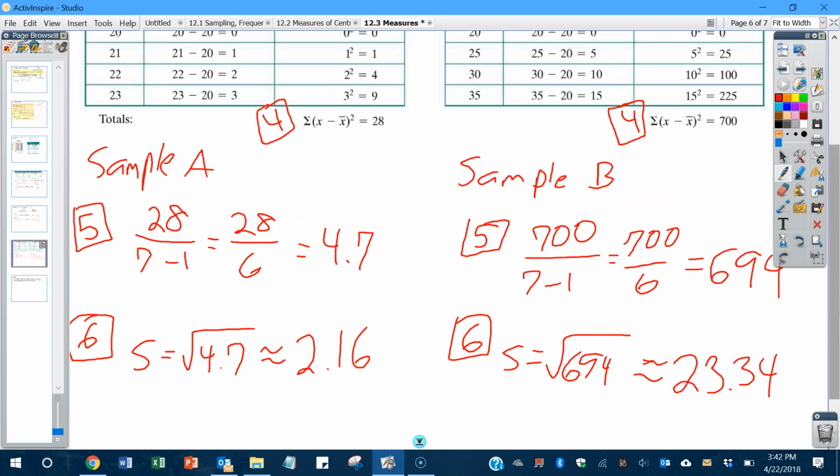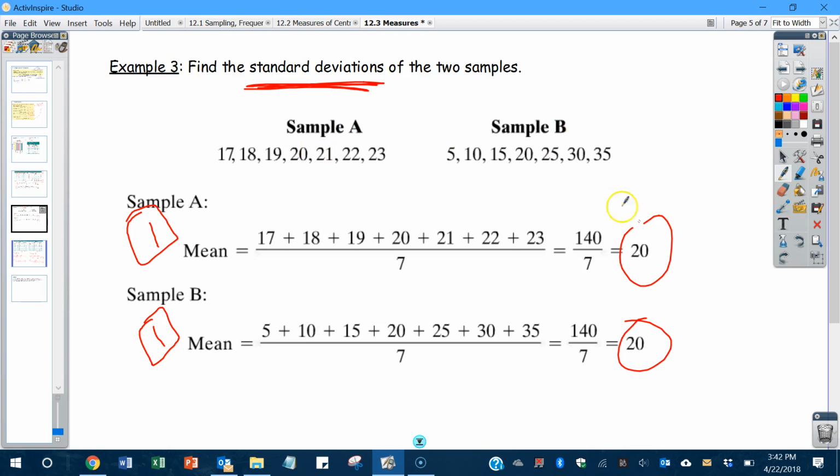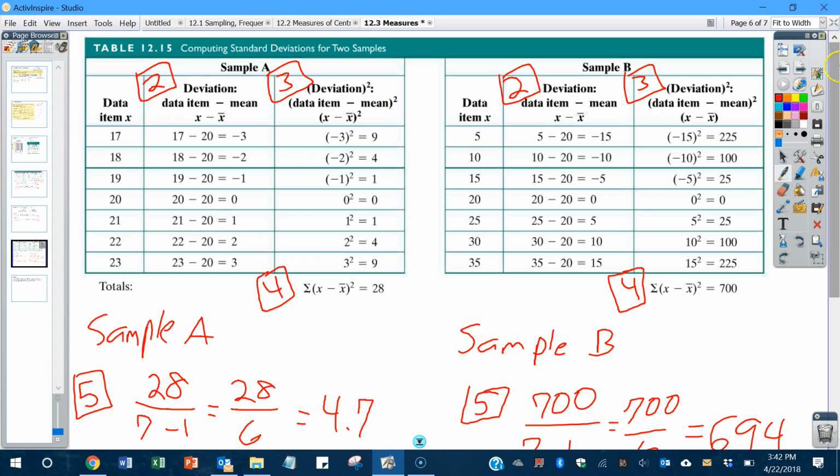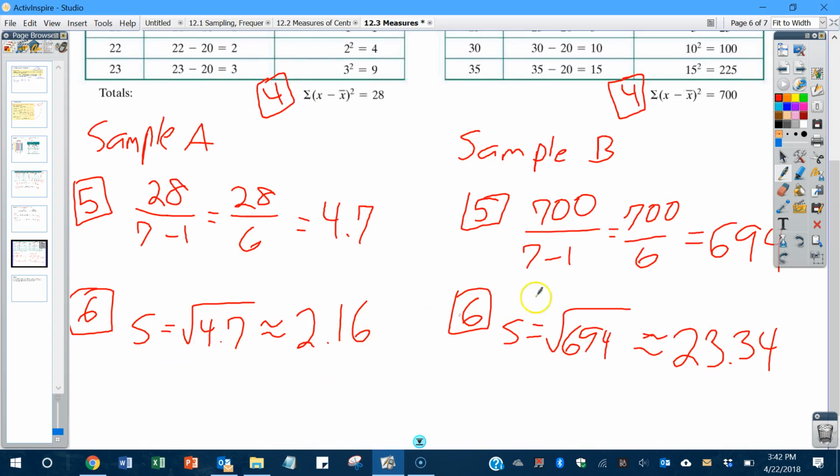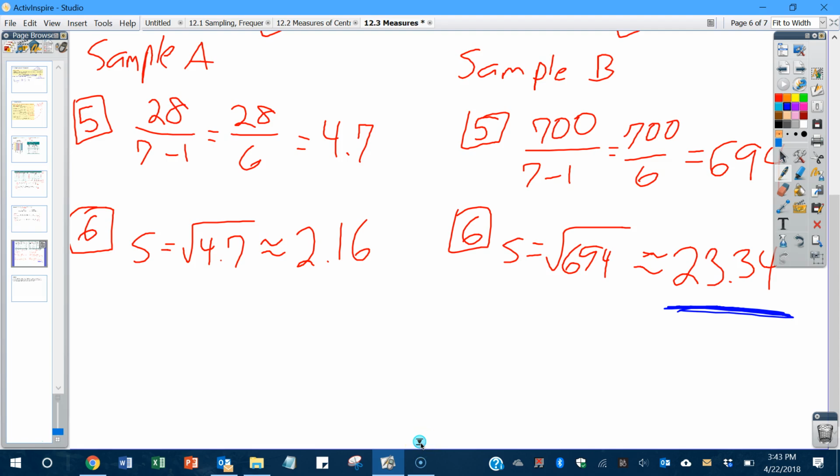Okay, I'm done. So what I've done is I found the standard deviation of both of these samples. And here are the samples again. They each have a mean of 20. They have the exact same mean, but the first sample has a standard deviation of 2.16, whereas the second one has a standard deviation of 23.34. Remember that standard deviation is a measure of spread or dispersion. That means that sample B is spread out a whole lot more than sample A. Or sample B has a much higher spread than sample A.